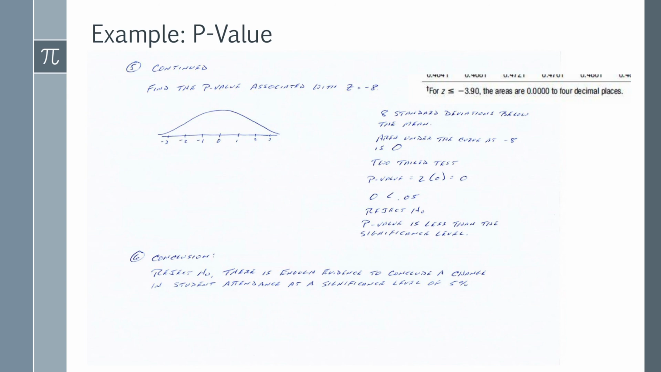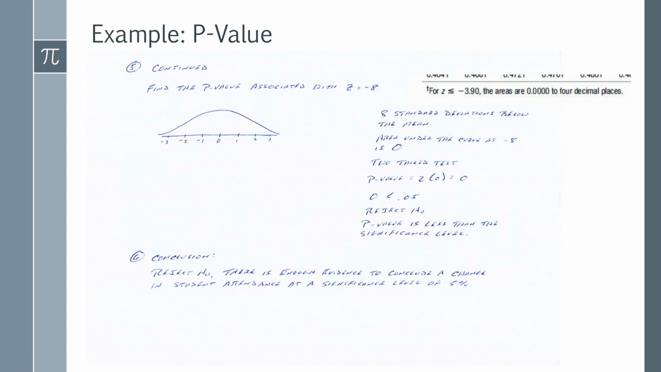Now here's the key thing. This is a two-tailed test. Remember, it's a not equal to. That's a two-tailed test. So for a two-tailed test, we have to multiply our p-value by 2 to get the p-value for the hypothesis test. So obviously anything times 0 is 0. So for this hypothesis test, our p-value is 0.